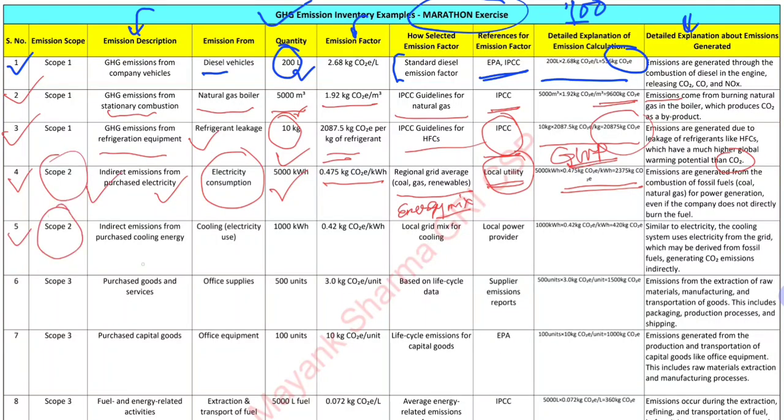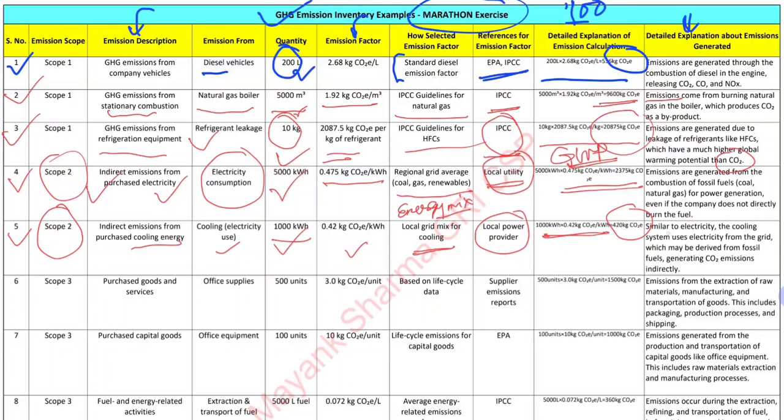Another scope 2 example is indirect emissions from purchased cooling energy. In the cooling itself we are utilizing electricity, so let's suppose 1000 kilowatt hours. Again there is an emission factor for this, which we take from the local grid mix for cooling, and local power providers can also be considered for this emission factor. Just multiply the quantity of electricity consumption required for cooling with the emission factor, and you'll get the answer for the relevant emissions.